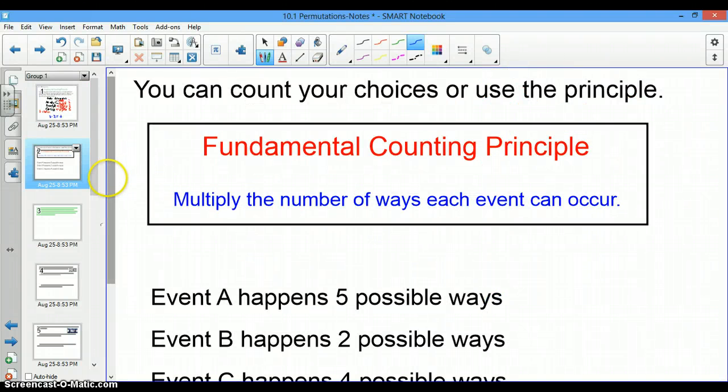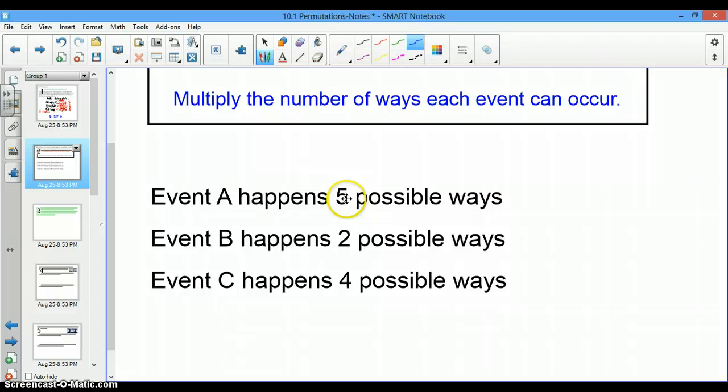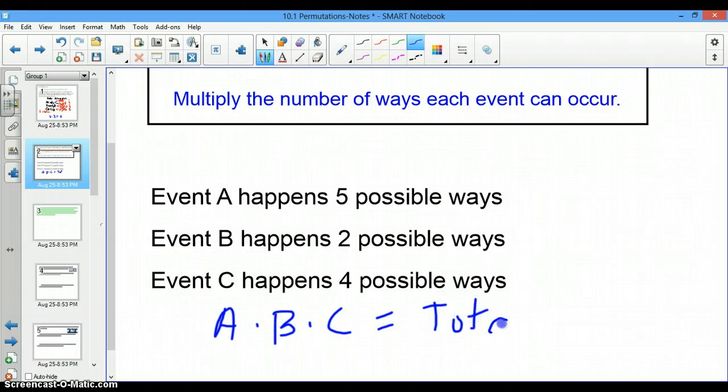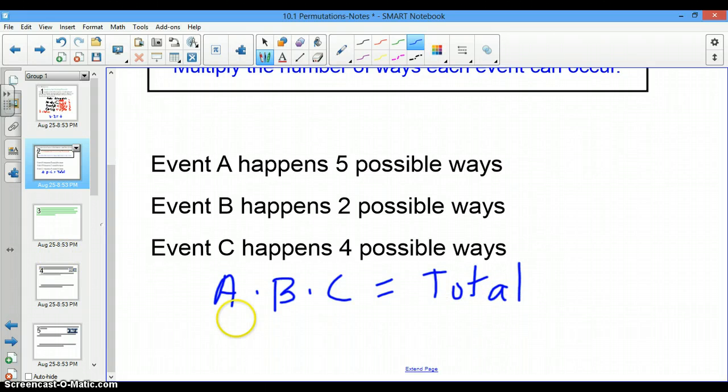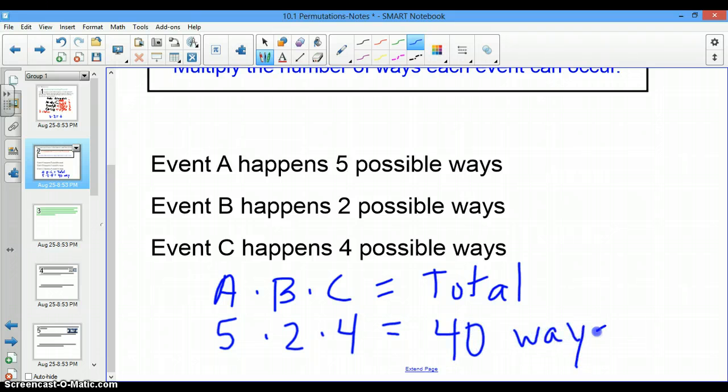So if we look at this next example, let's say event A happens there's 5 possible ways. Event B happens 2 possible ways, and event C happens 4 possible ways. So if we multiply these together, A times B times C, that will equal our total. So if we just replace those numbers, 5 times 2 times 4, 5 times 2 is 10, 10 times 4 is 40. There could be 40 different ways that all events A, B, and C could happen.